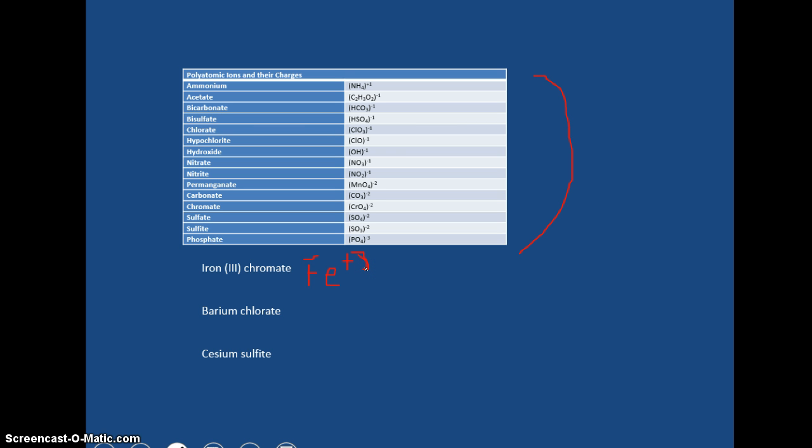Then we've got to find chromate. Chromate is right there. Chromate is CrO4, and that's a -2. So we've got CrO4 -2. When you cross them over, the 2 is going to come down to the Fe, so you're going to get Fe2. Because you're crossing a 3 over to the CrO4, you need to put the CrO4 in parentheses, and we're crossing over a 3.